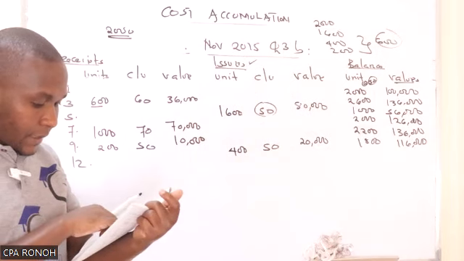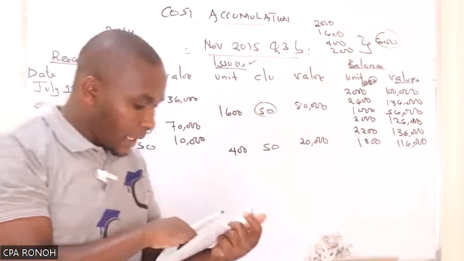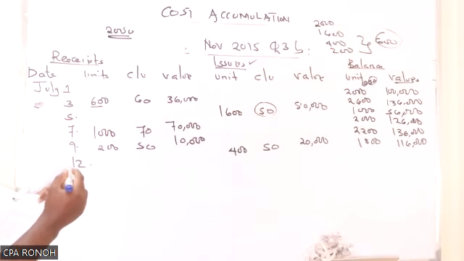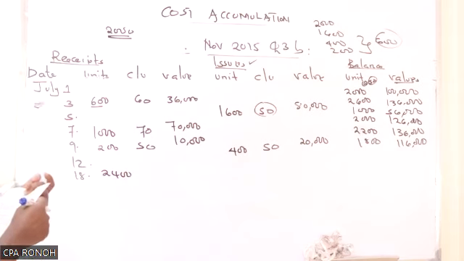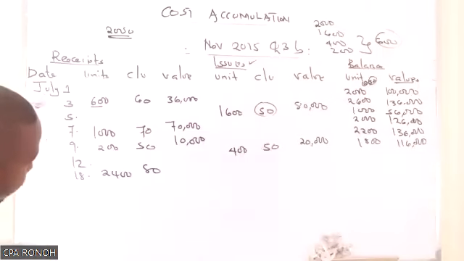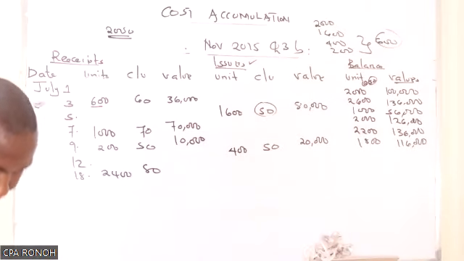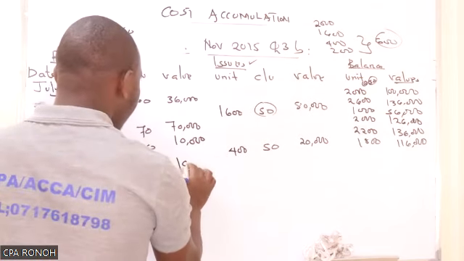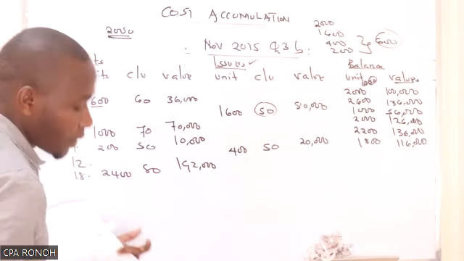Then we go to the most recent date, date 18. So we have a receipt on date 18. Received how many? 2,400 units, received at 80. So 24 times 8, these values will be very big. 192,000. So we increase the number of units.